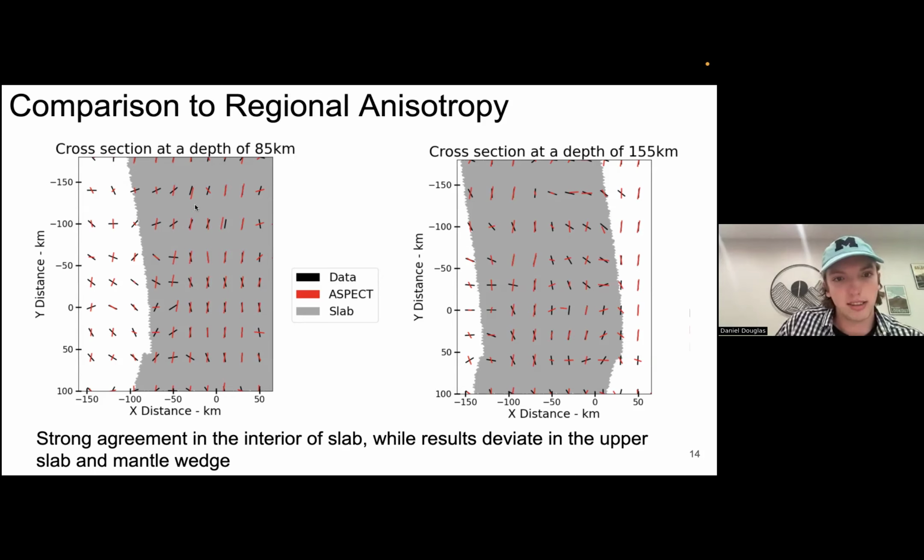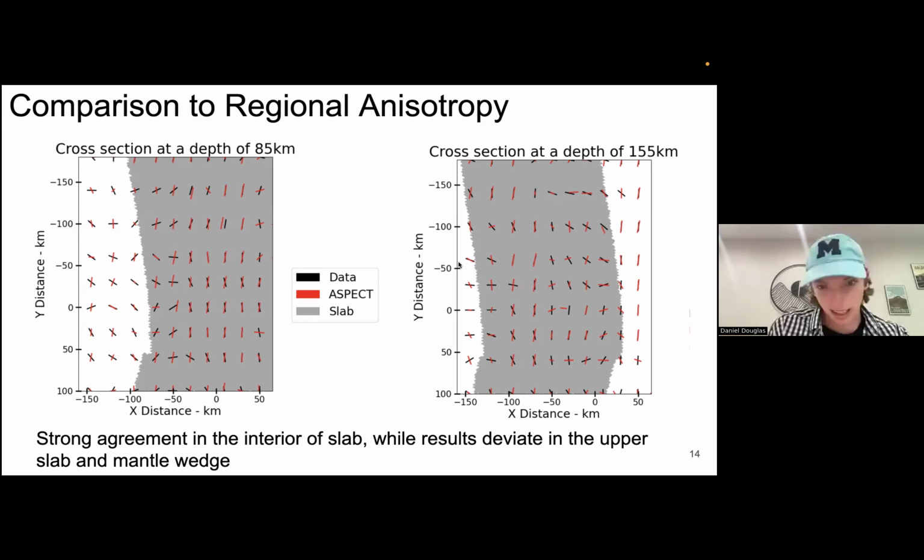And what we see in this cross-section at 85-kilometer depth is that within the interior of the slab, we're getting a pretty strong fit to the anisotropy measurements. As we transition from the slab into the mantle wedge over here, we actually start to see an anti-correlation, where we're almost exactly orthogonal to the data in a lot of places. And the same is true at this deeper depth, where we get a pretty good fit here and back here as well, on the basal side of the slab, but we deteriorate into an anti-90-degree fit towards the mantle wedge.